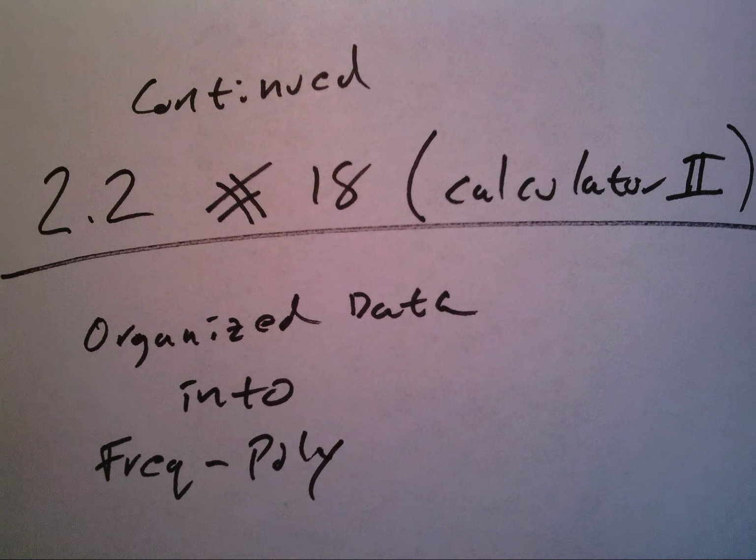Alright, this is 2.2, number 18, calculator part 2. We're continuing from the last one. Now what we're going to do is take the organized data and convert it into a frequency polygon on the calculator.